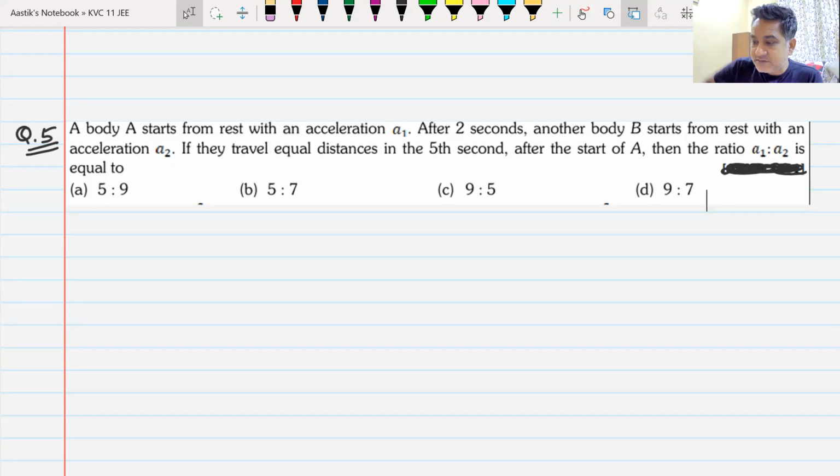A body starts from rest with an acceleration a1. After 2 seconds, another body starts from rest with an acceleration a2. They travel equal distances in the 5th second after the start of A. So time starts when A starts. Then the ratio of a1 by a2 is, and your time, my dear friends, starts now.